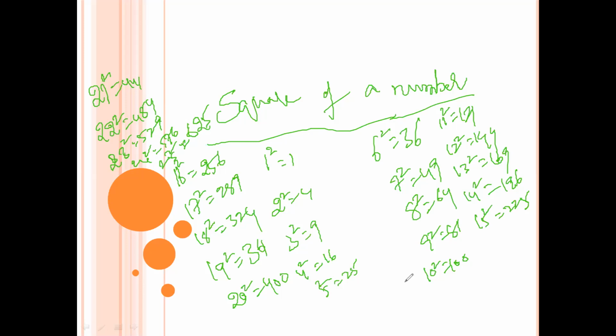Now how to find the square of a number from 26 to 75. Now here we see 26 square.